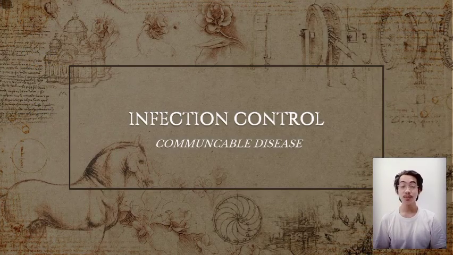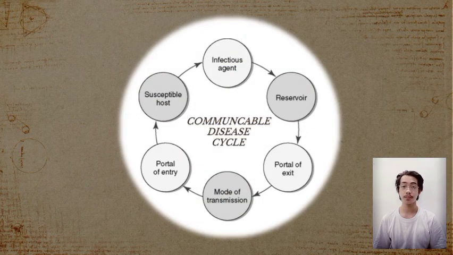Now, let's move on to the infection control communicable disease cycle. First is the infectious agents. Infectious agents are organisms that are capable of producing infection or infectious diseases. They include bacteria, fungi, viruses, and parasites.